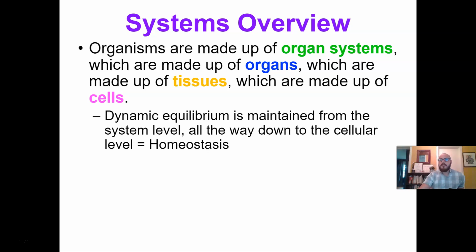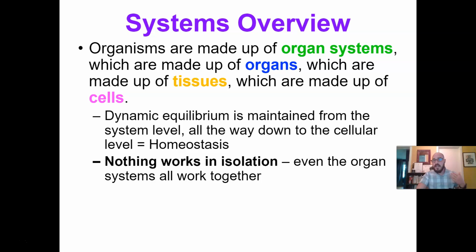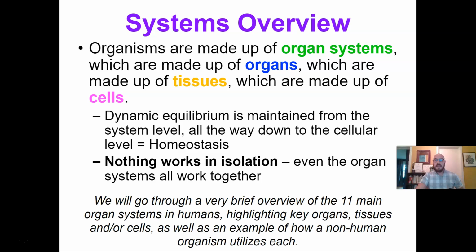So you have to be able to zoom in and zoom out, go forwards and backwards in this unit. So what's the point of all these different systems? Well, they come together to maintain an equilibrium in your body from the system level all the way down to the cell level. And that's really what homeostasis is. It's this balance that keeps you alive. None of these things are working in isolation. All of your organ systems work together, which I'll explain here in a minute.